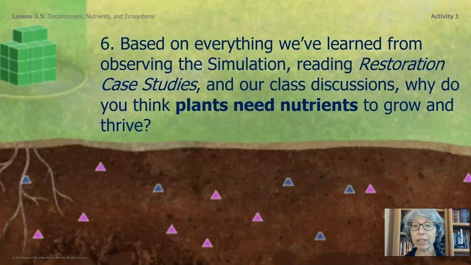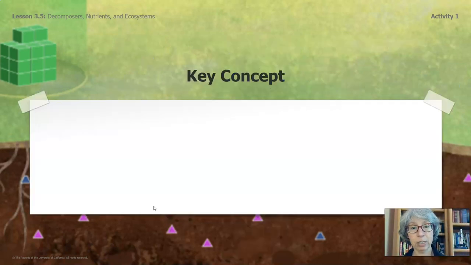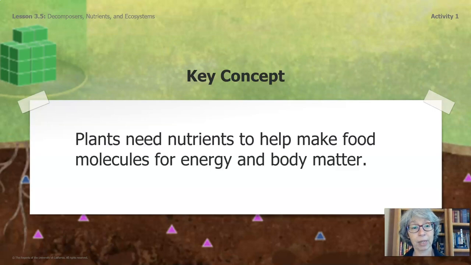All right, based on everything we've learned from observing the simulation, reading restoration case studies, and our class discussions, why do you think plants need nutrients to grow and thrive? Nutrients help plants make their food matter, which helps them grow and add to their body matter. A food matter, body matter connection. Consolidation leads us to the key concept: plants need nutrients to help make food molecules for energy and body matter.